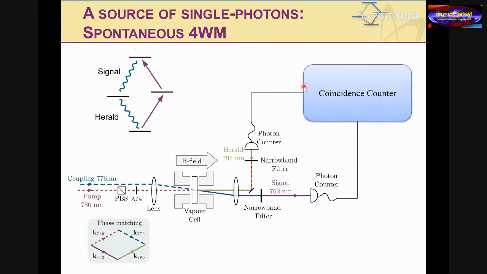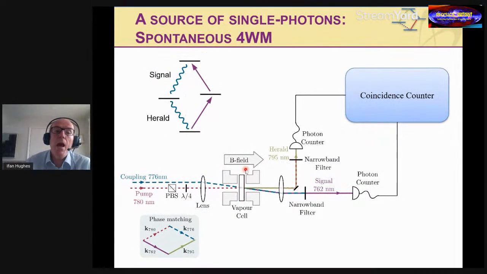So what does the experiment look like? Hopefully similar to what we've seen previously in the last half an hour. I now have 2 laser beams. Here's my strong magnetic field, and there's my thermal vapor. And now I must arrange these 4 waves to be in certain directions.